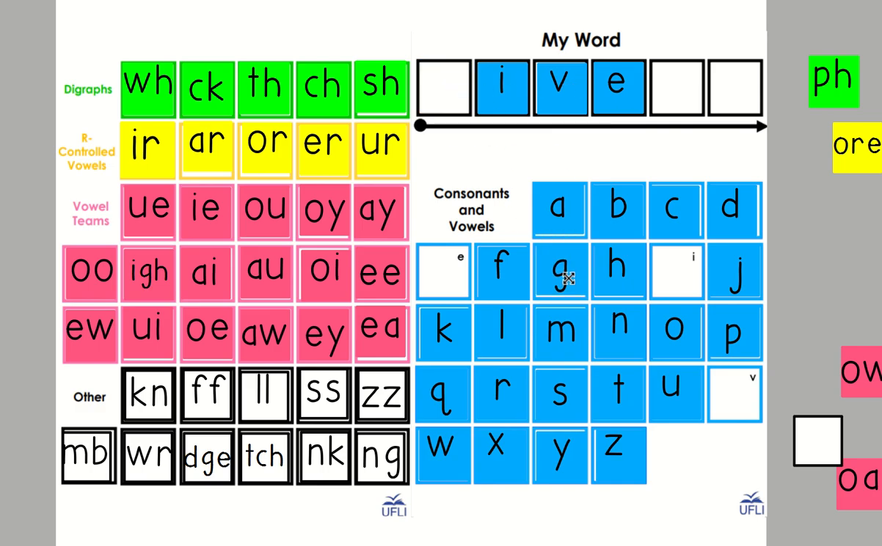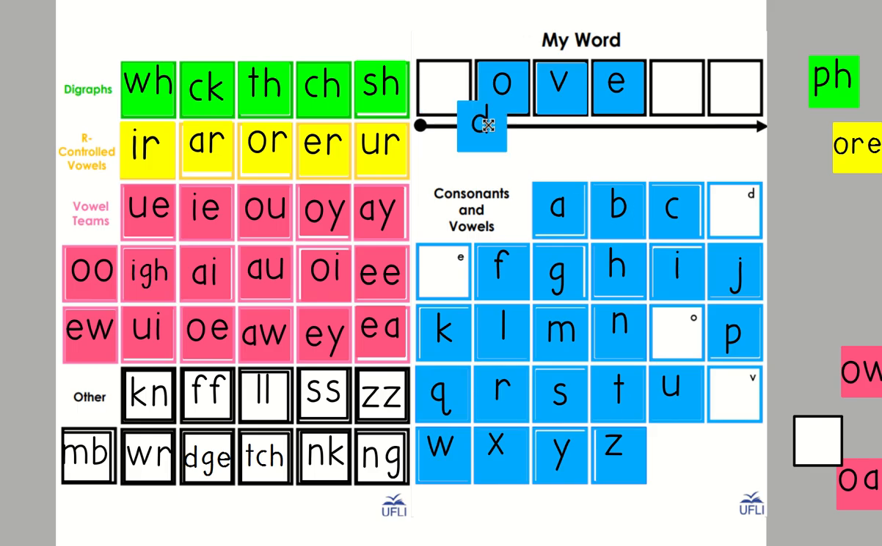So we're going to change the G to an L, and now we have live. And then I want you to change the I to an O, and remember that can make the O say uh. So give that a try. Love. Good. Okay, we're going to start over. Actually, you know what? Instead of starting over, let's change love to dove. Love, dove. So we're going to change the L to a D.